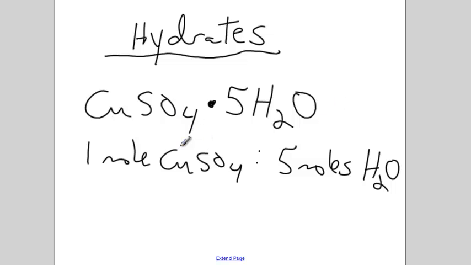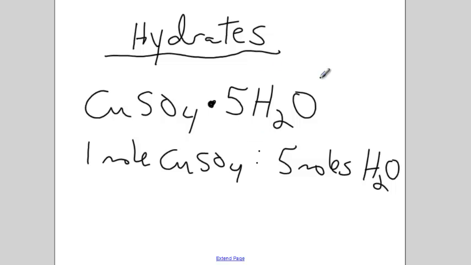Now, the problems that are involved in hydrates are exactly the same as the ones we just talked about. You can find a percent of this. You can find what percent is water. You could find what percent is the anhydrous, which is this part without the water. You could find the empirical formula. Only just treat water as a whole. Don't talk about hydrogens and oxygens, but treat water as the whole.